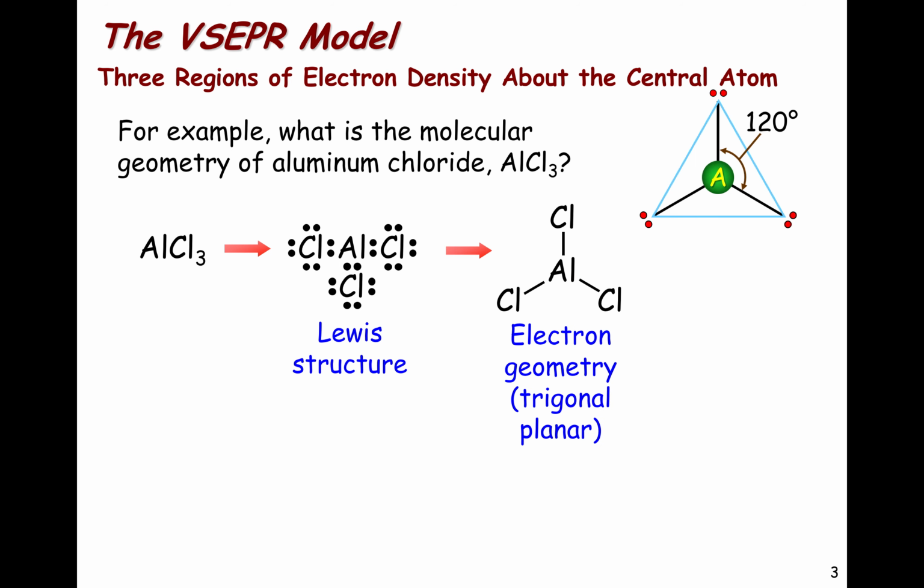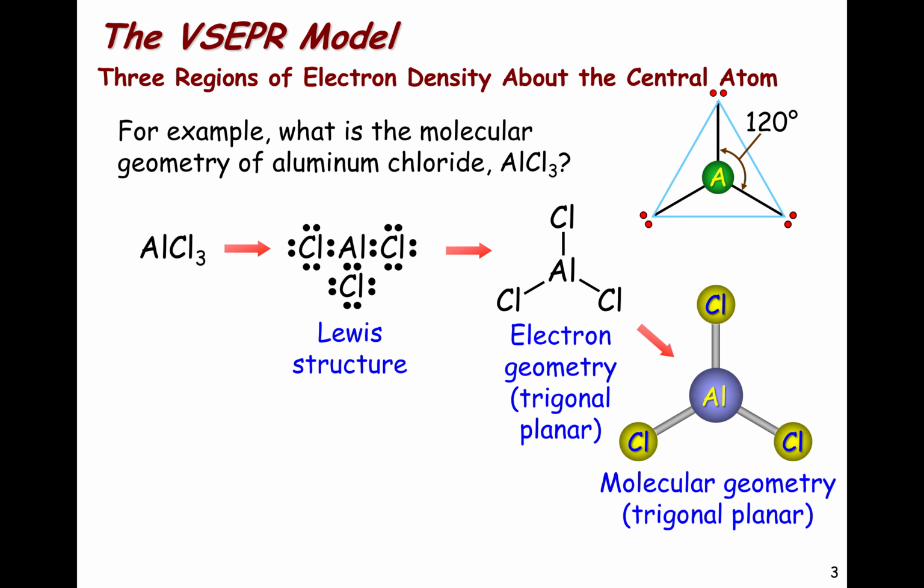In order to predict the molecular shape of this compound, we have to recognize that the electron pairs surrounding the central atom are bonding pairs of electrons and are used to connect the aluminum to the chlorine atoms. And so this particular molecule has a trigonal planar structure, with an angle of 120 degrees for the chlorine-aluminum-chlorine bond angle.